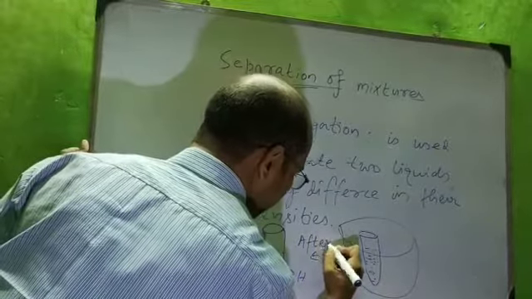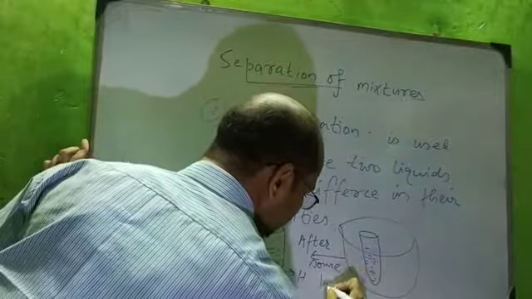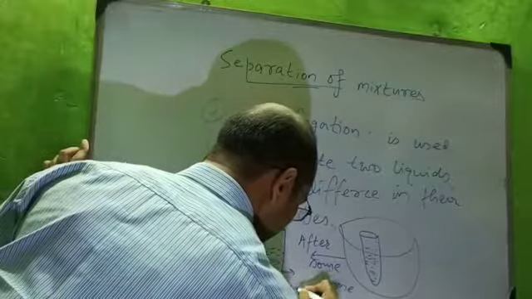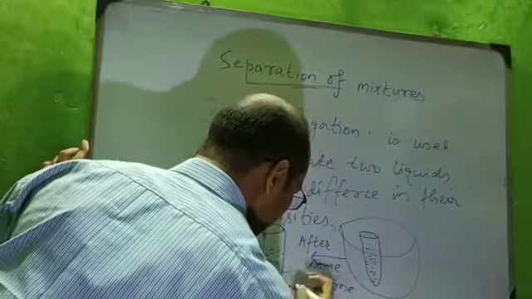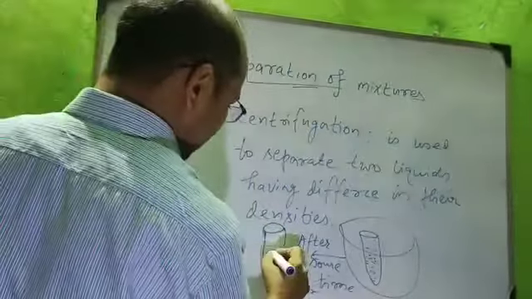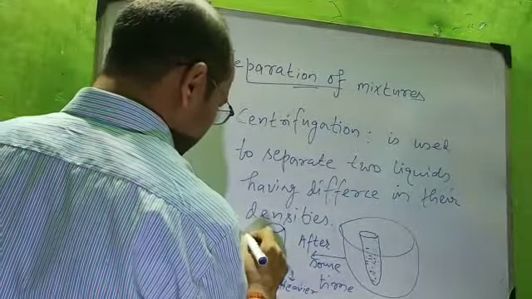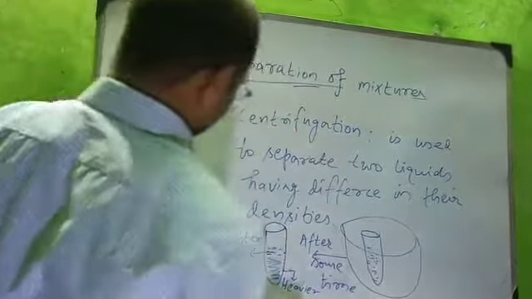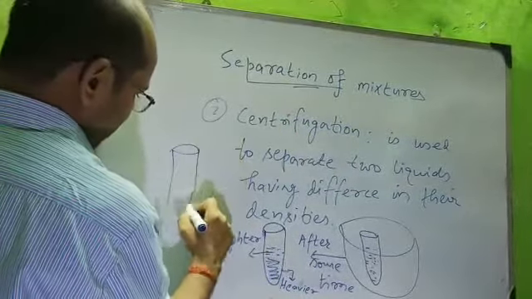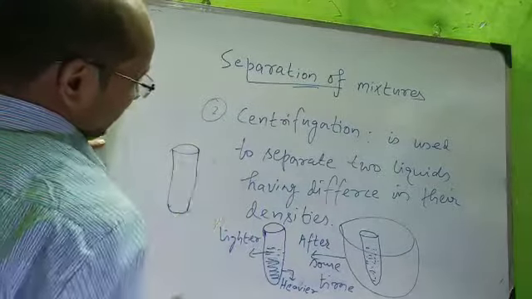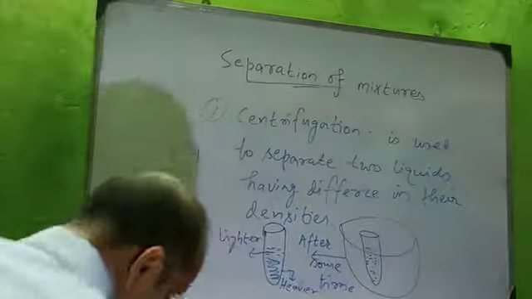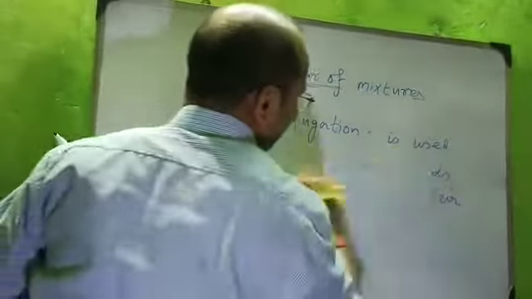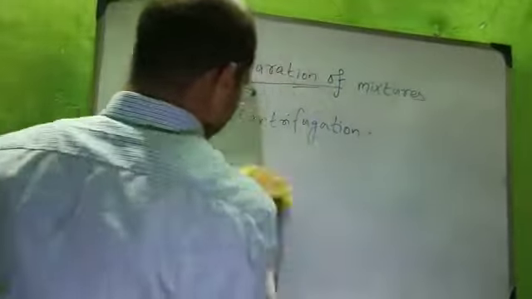What will happen after some time? After some time we will observe that the heavier particle will be downward and the lighter particle will be upward. I am telling you an example. When we do centrifugation of milk, what happens in that case? In the centrifugation process, the cream is separated from milk by the use of this technique.